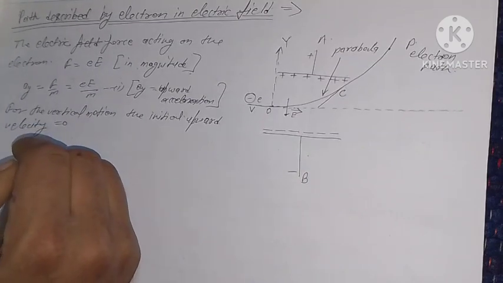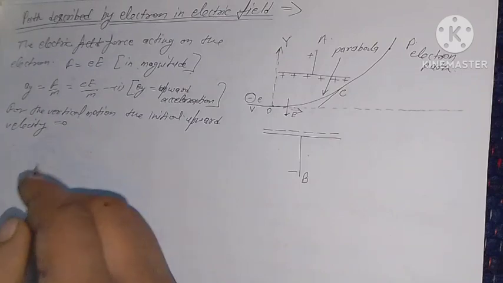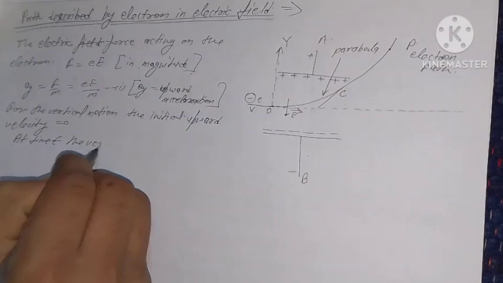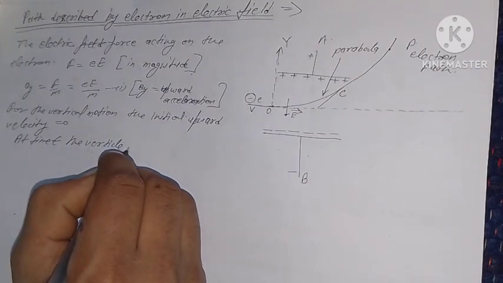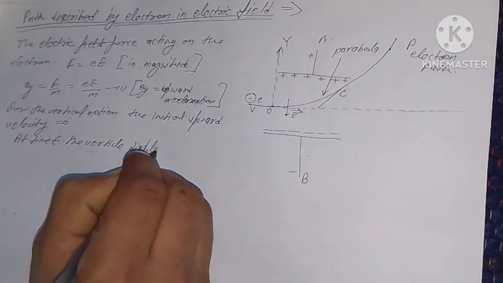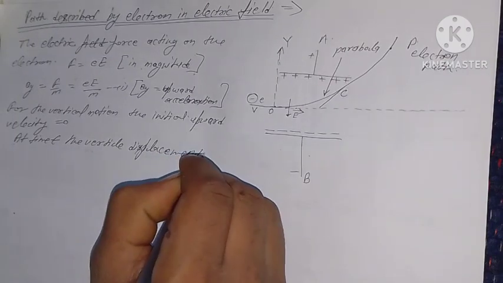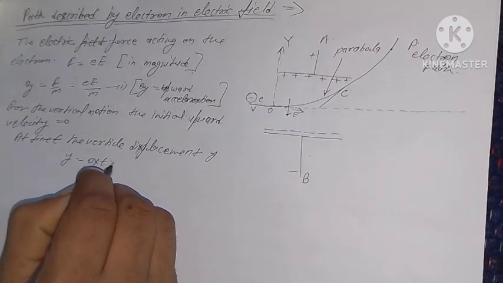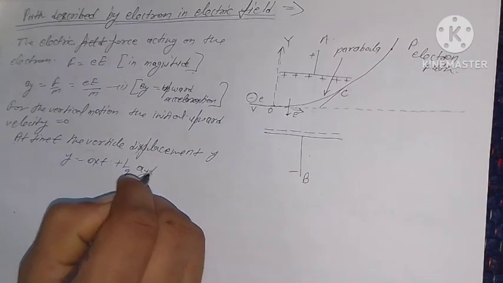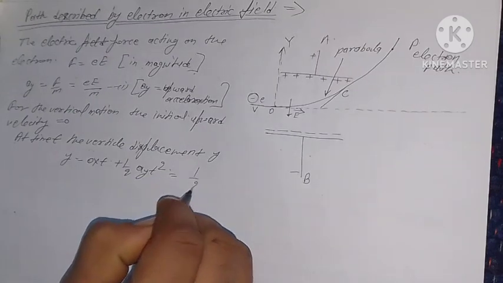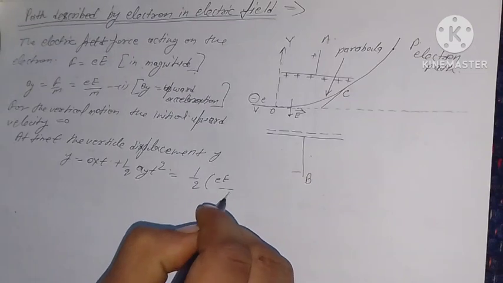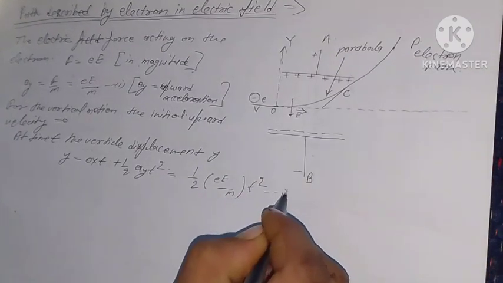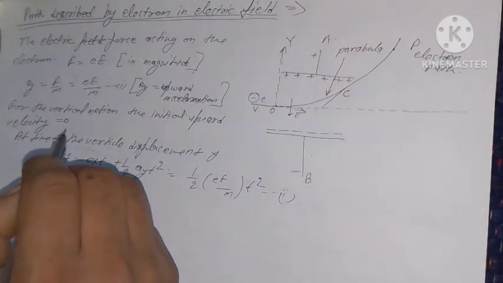The initial upward velocity is 0. At time t, the vertical displacement y is given by y equal to 0 multiplied by t plus half a y t square, that is, 1 by 2 small e capital E upon m into t square. This is equation number second. This is equation number first.